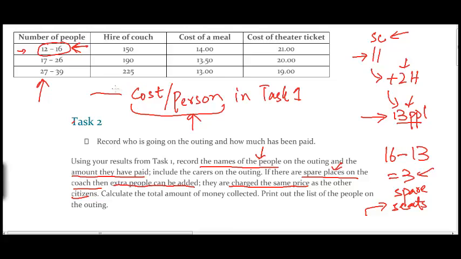The cost per person that was already calculated in task 1 is the cost that these new extra people are going to pay also. Okay, so these new extra people are charged the same price as the other senior citizens. Now calculate the total amount of money collected. So including these extra people that have been added, we have to calculate the total amount of money that has been collected for this trip. And finally we have to print out the list of people that are going out on this trip.